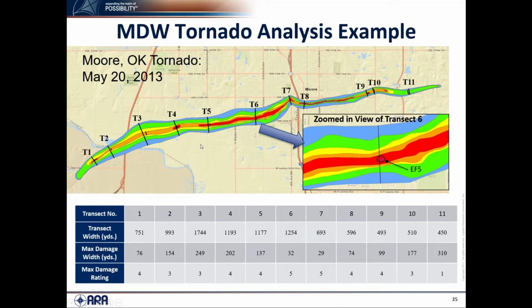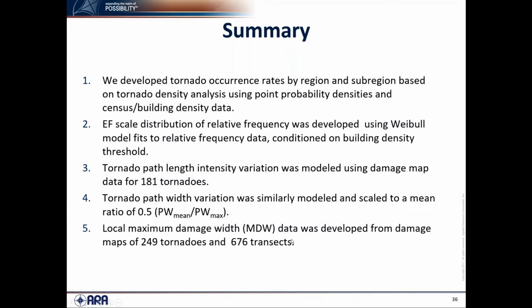We also did this kind of maximum damage width analysis, and here is how it was done for the Moore tornado, when we had an awful lot of data at each of these various transect numbers. What was the width of each of these different zones, and also what was the width of the maximum damage, and that's going to be helpful to get us to our radius of maximum wind. So in summary, we developed the tornado occurrence rates by region and subregion to be able to develop corrections for that. We studied path length, path width, and maximum damage width and intensity for a large number of different tornadoes, again, to feed into these other models.